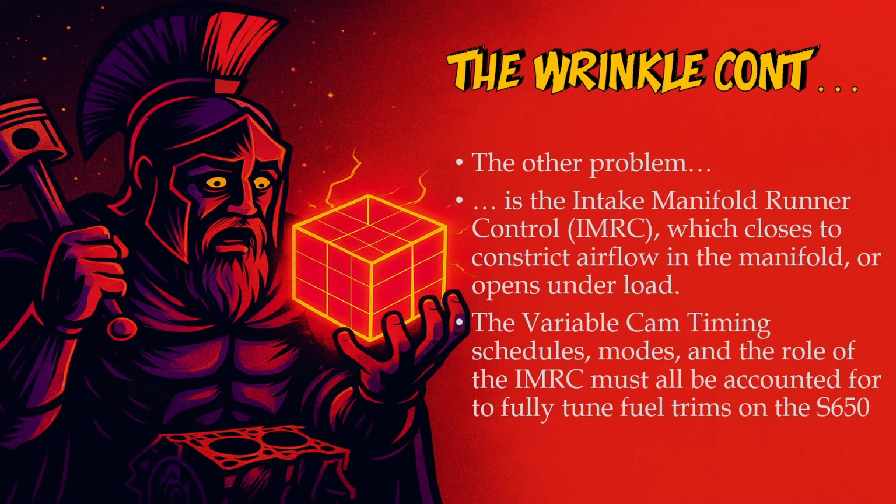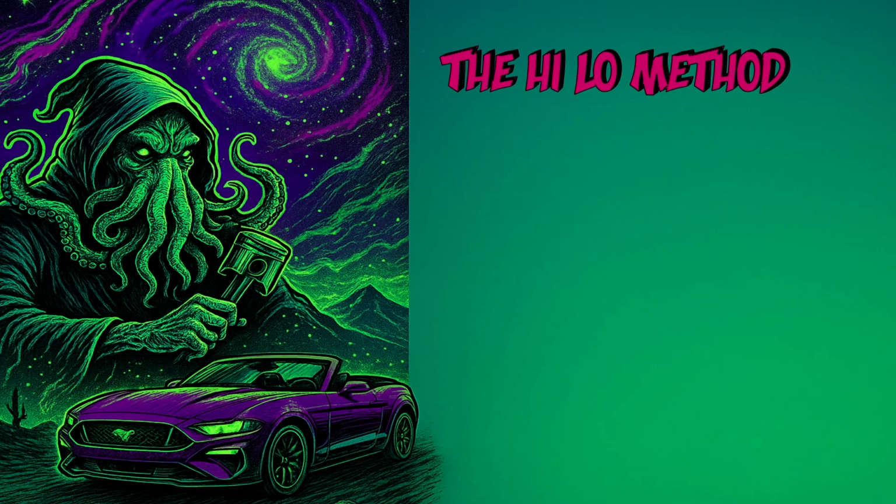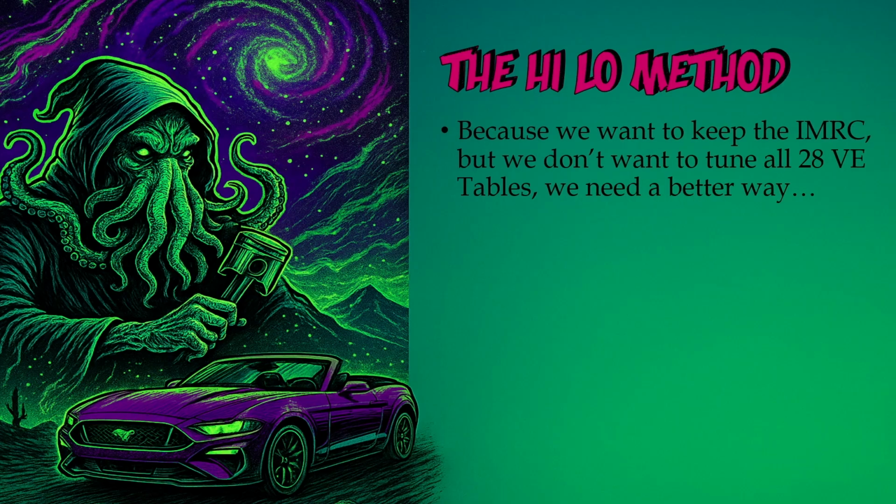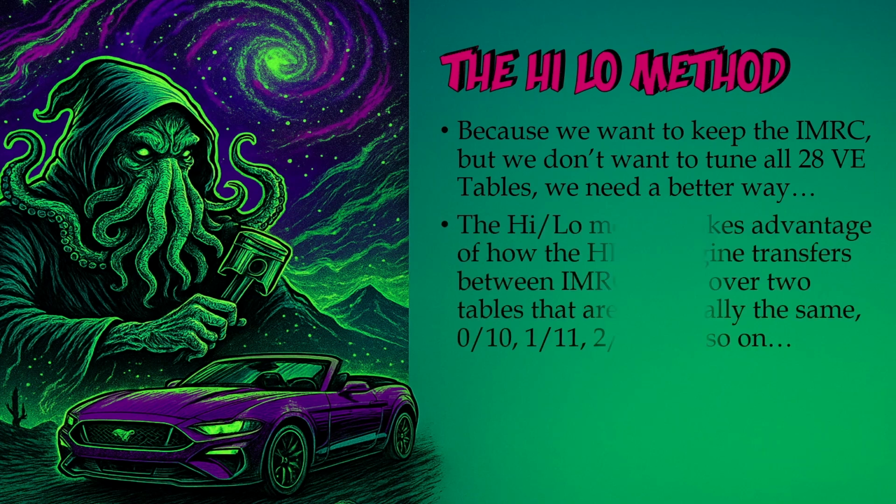So how do we do this? The high-low method, which is what I devised to do this for myself, because I want to keep the IMRC for the reasons I explained, right? I don't want to give up low-end torque. But I don't want to tune 28 VE tables. My God, right? It's just too much.